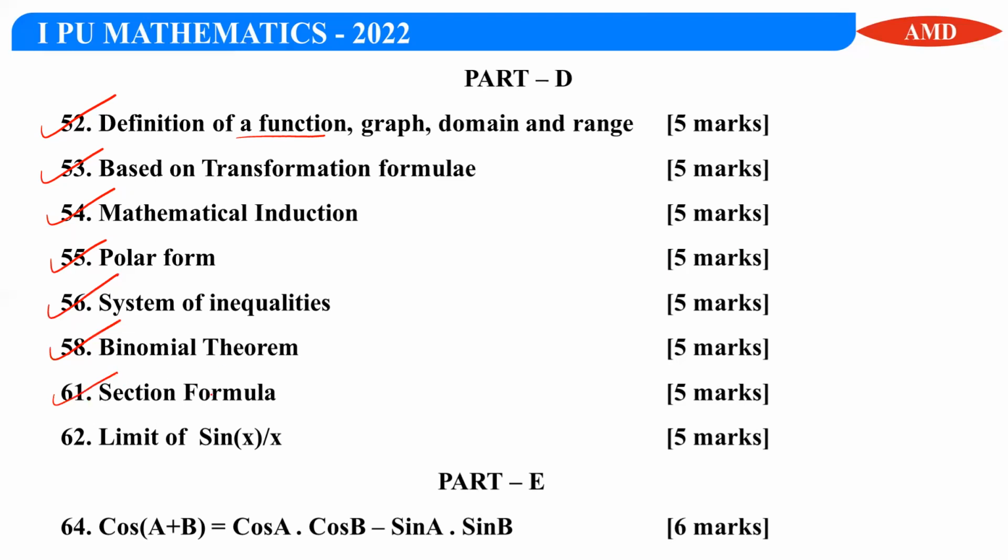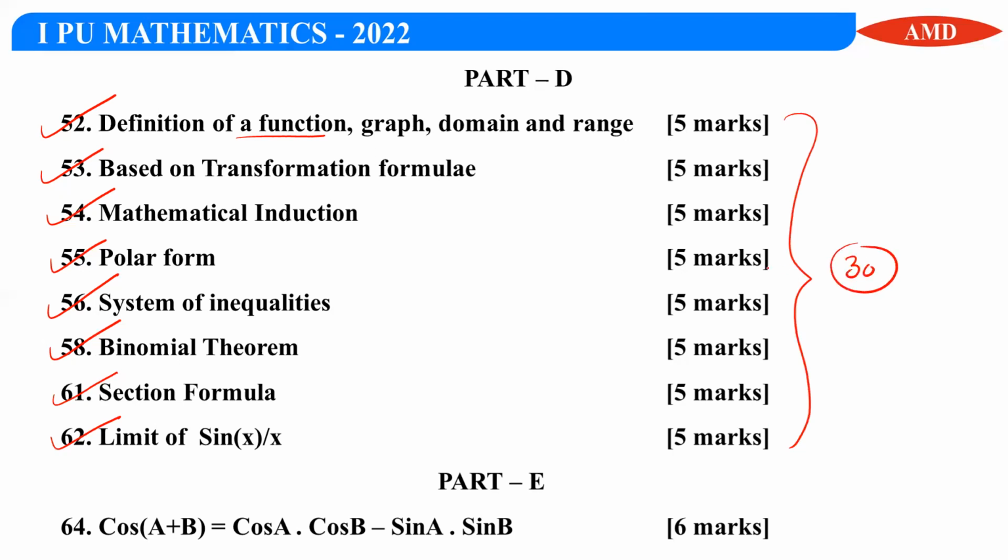The 61st question is from 3D. Here you'll have to write the section formula. And the 62nd question will be the limit of sine x by x as x tends to 0, which is equal to 1. That proof you will have to write. These are all more or less short questions. And if you get ready for any 6 of these questions, I'm sure you'll be able to get 30 marks from this section.